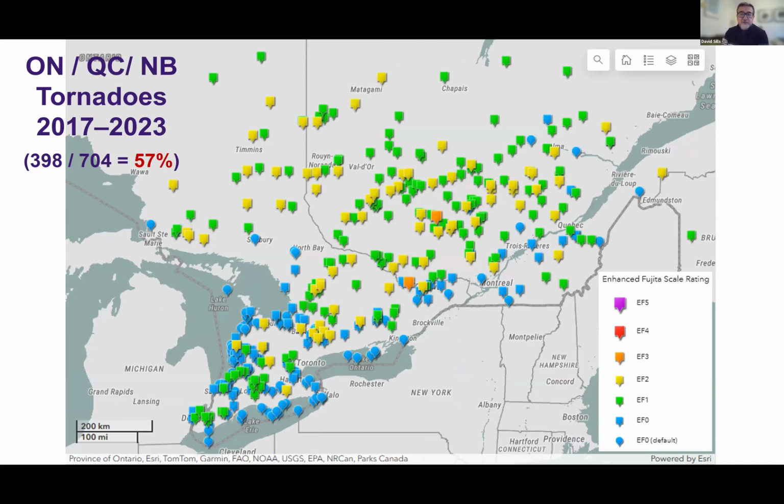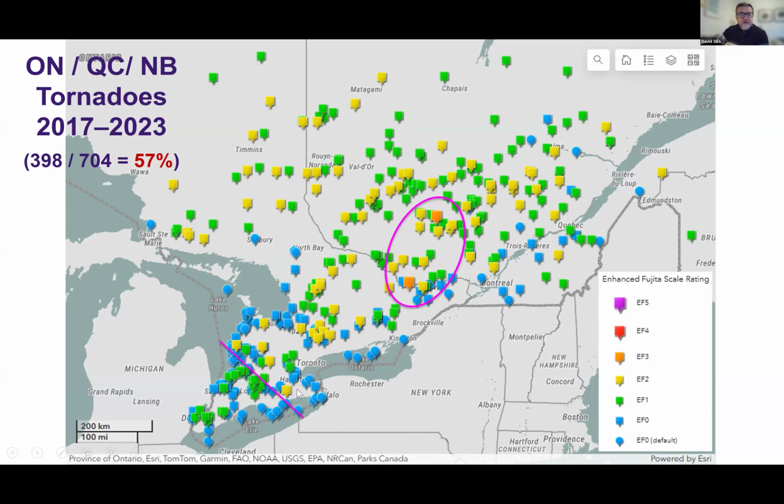57% of all the tornadoes in Canada are occurring in this region. And you can see that a lot of them are occurring in the Ottawa area and to the northeast. And a lot are occurring in the forested areas as well. And that's why we'll be able to pick those up now with the satellite imagery.